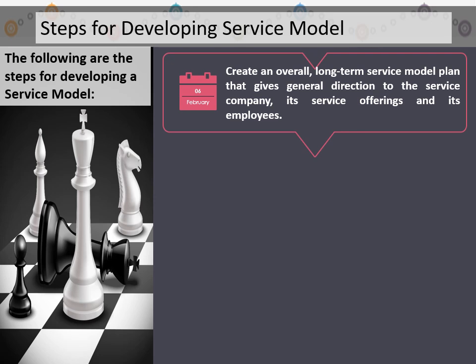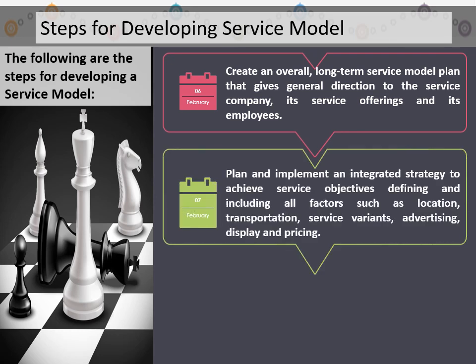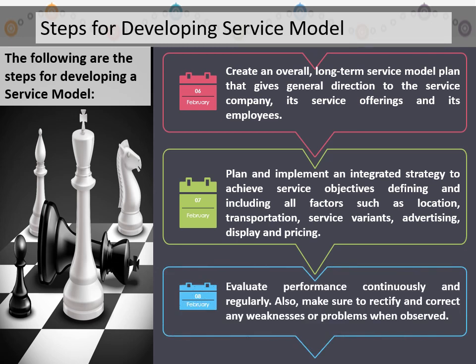Step 4. Create an overall, long-term service model plan that gives general direction to the service company, its service offerings, and its employees. Step 5. Plan and implement an integrated strategy to achieve service objectives, defining and including all factors, such as location, transportation, service variance, advertising, display, and pricing. Step 6. Evaluate performance continuously and regularly. Also, make sure to rectify and correct any weaknesses or problems when observed.